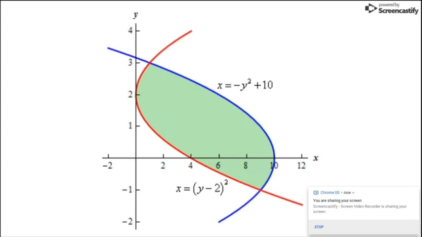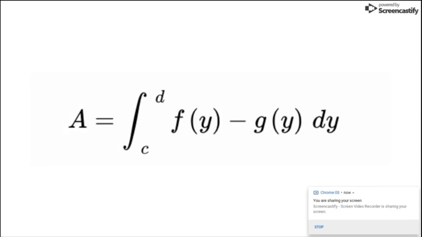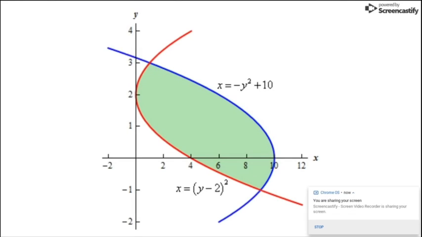Let's say we have this graph. Because the graph passes through the x-axis and is in terms of y, we know we must use y bounds. Therefore, our equation should be area equals the integral from c to d of f of y minus g of y dy. Now we determine c and d by looking at the y interval of the two functions. By looking, we can see that the interval is from -1 to 3.